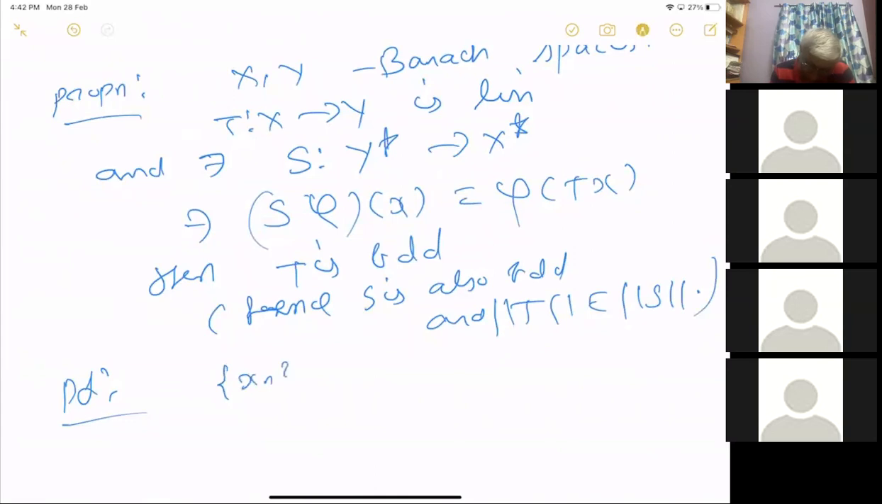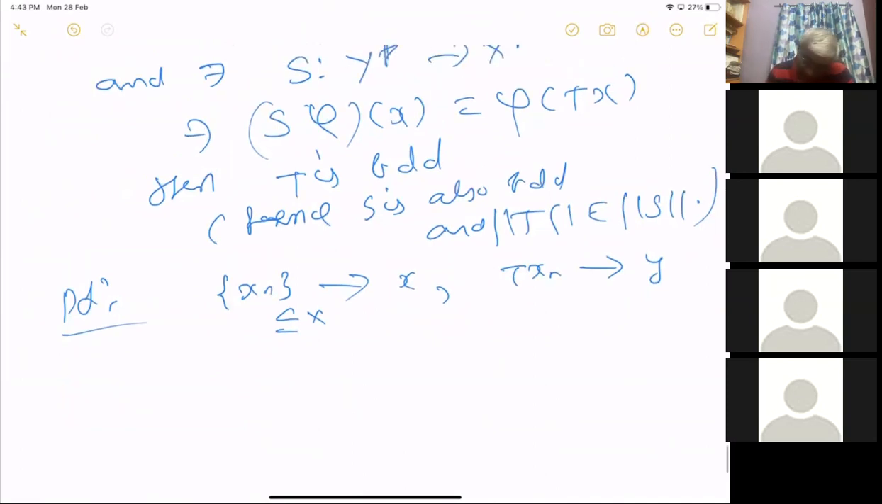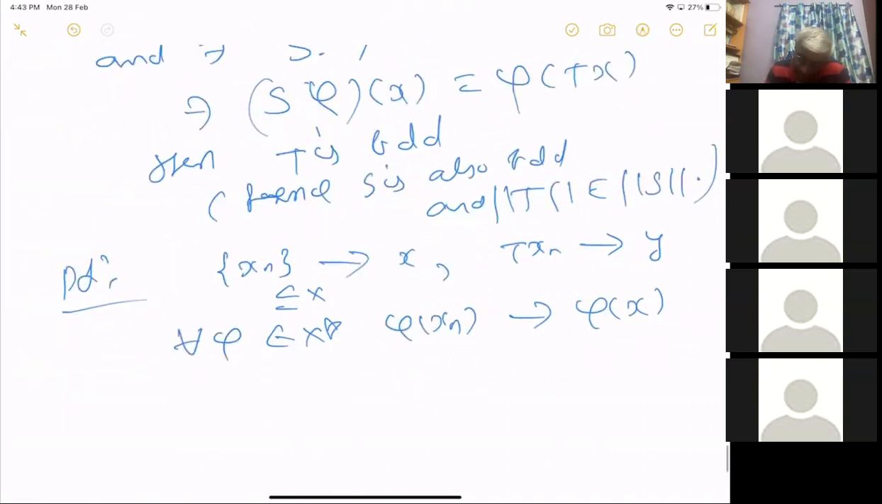So suppose x_n converges to x, x_n contained in X, and Tx_n converges to y. You have to prove that Tx equals y. But then x_n converges to x, so for all phi in X star, phi of x_n converges to phi of x, right? And phi of Tx_n converges to phi of y, right?